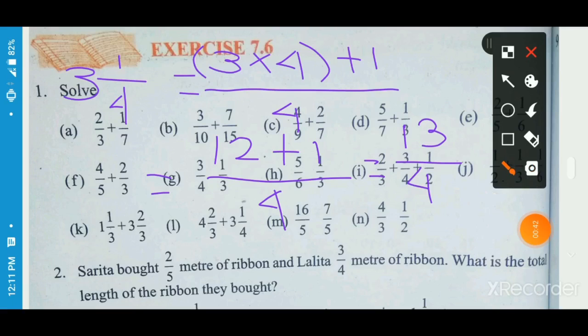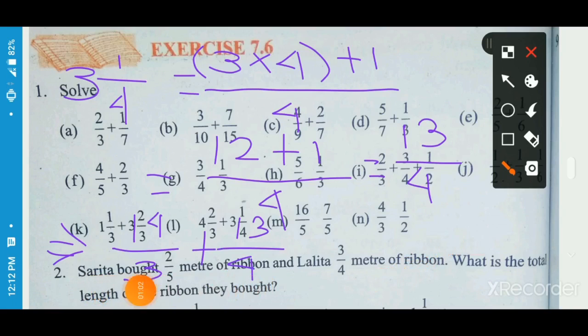Now we are going to add the new values, that is 14 upon 3 plus 13 upon 4. Here 3 and 4, both the denominators have different values, they are not the same. So for making them equal, we are going to take the LCM of 3 and 4.